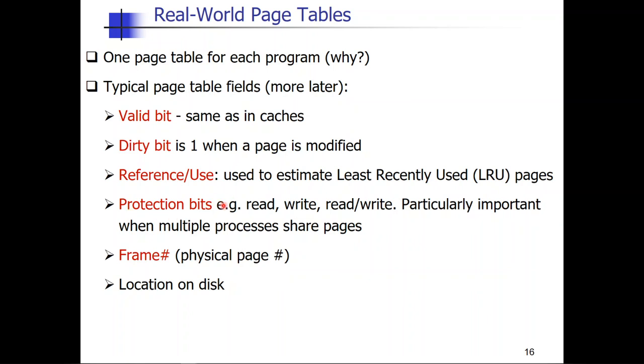Protection bits, for example, read protection for that particular page, write protection, read and write protection. This is particularly important when we have multiple processes that share the pages. Frame number gives us the physical page number, or alternately, if it's not in the physical memory, then it's on the disk, and one of the fields should give you the location on the disk.